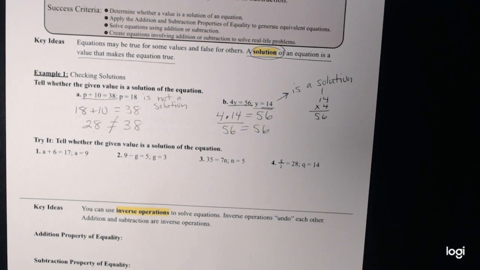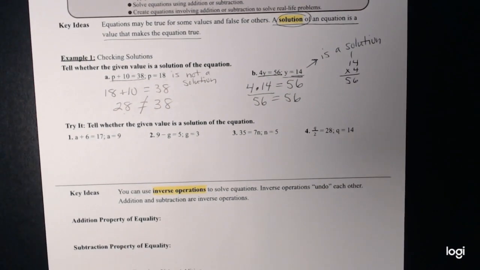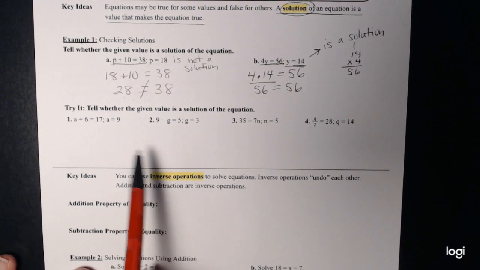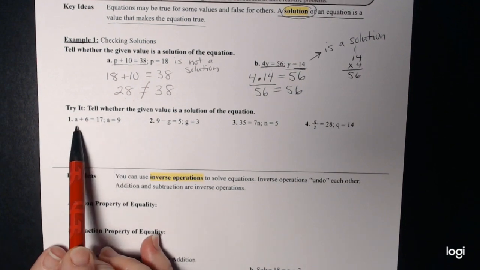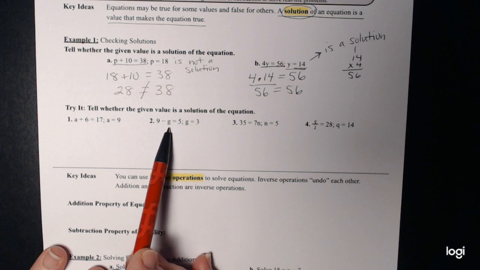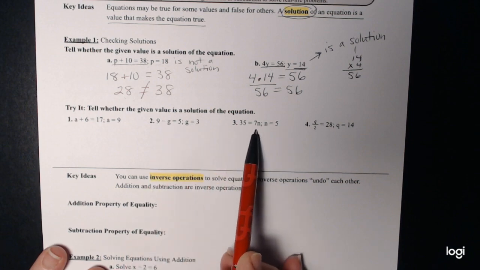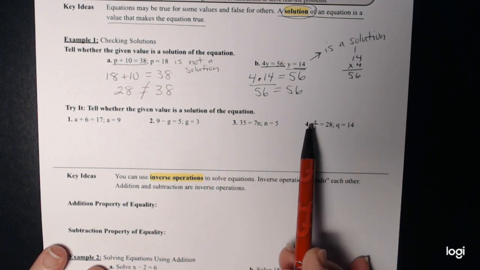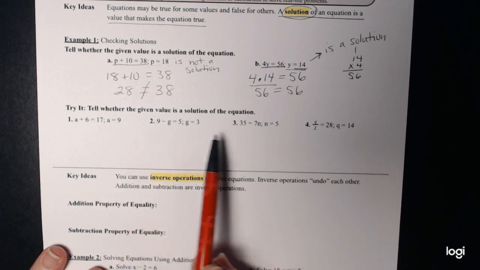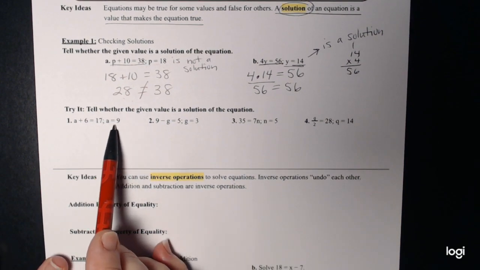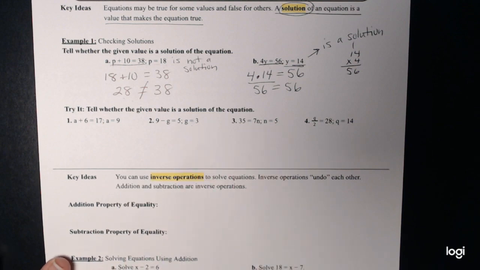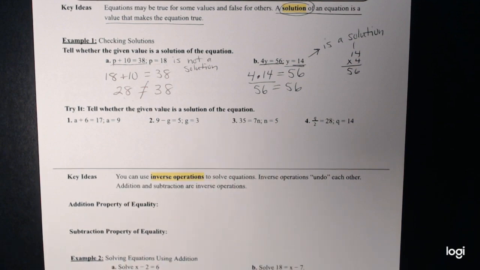All right, let's move on here and do some try-its. What I would like for you to do is go ahead and pause your video, and substitute 9 in for A, 3 in for G, 5 in for N, and 14 in for Q. I'd like you to try and solve these equations and see if these values are solutions. So go ahead and pause your video, please.